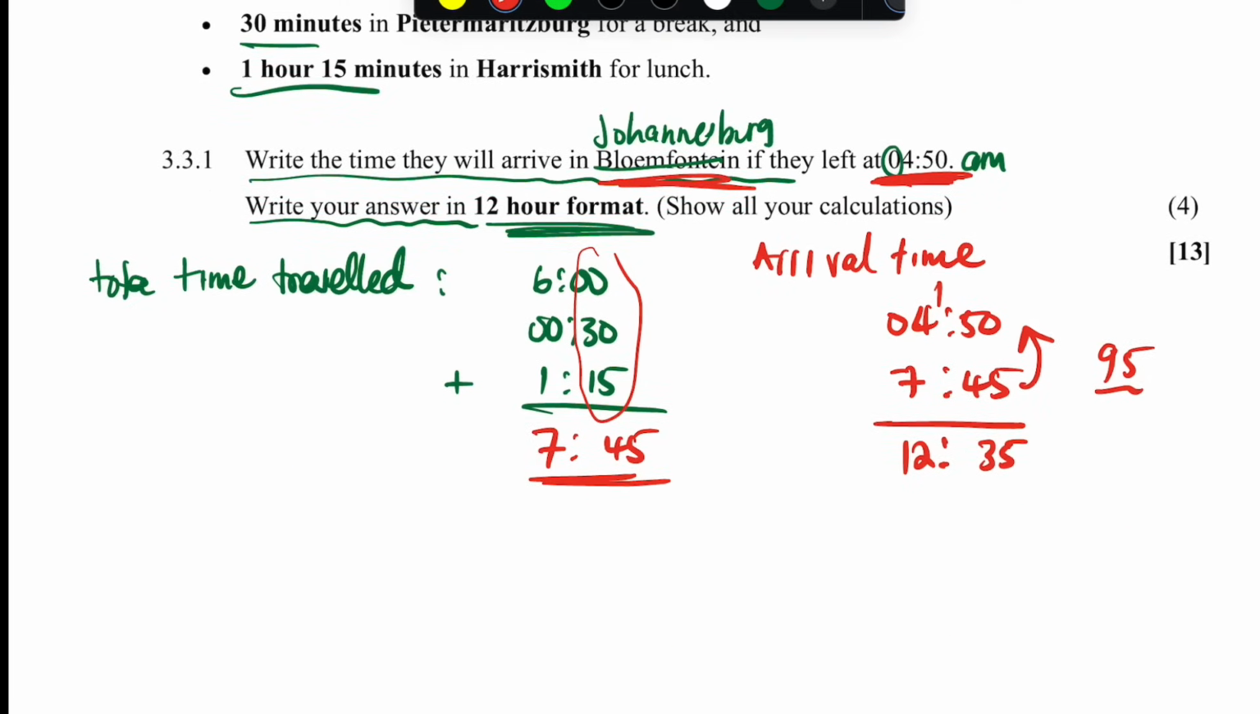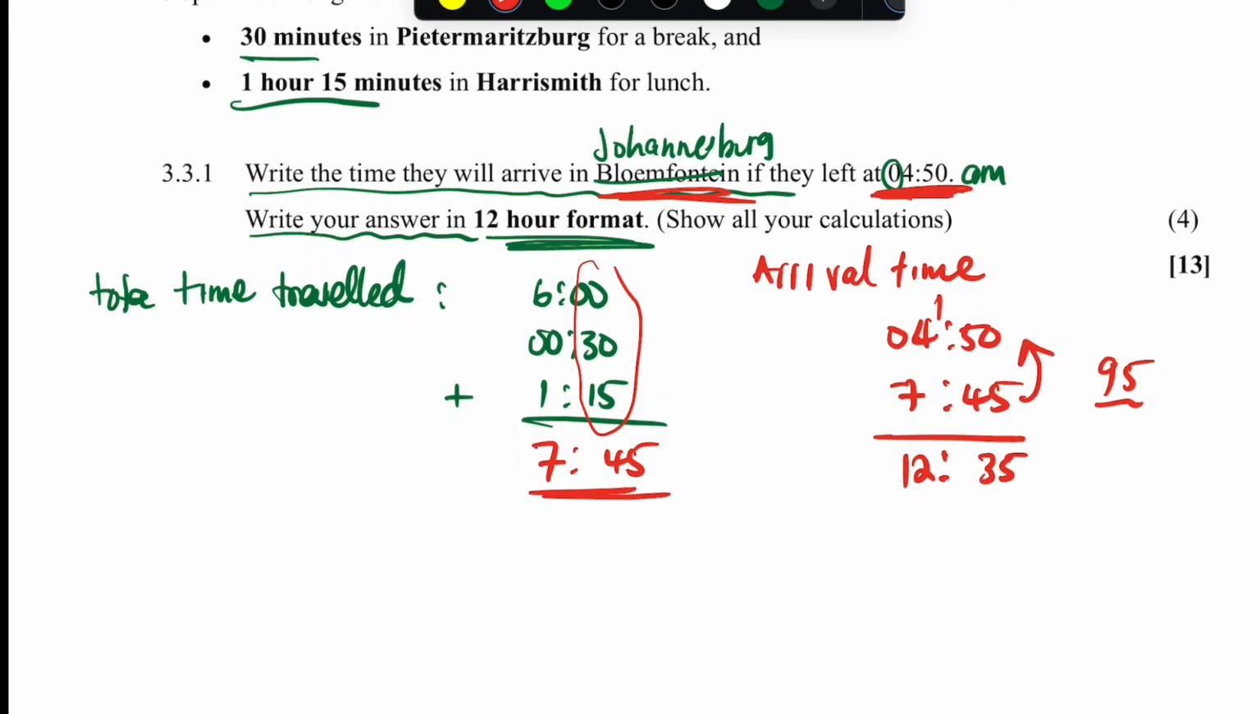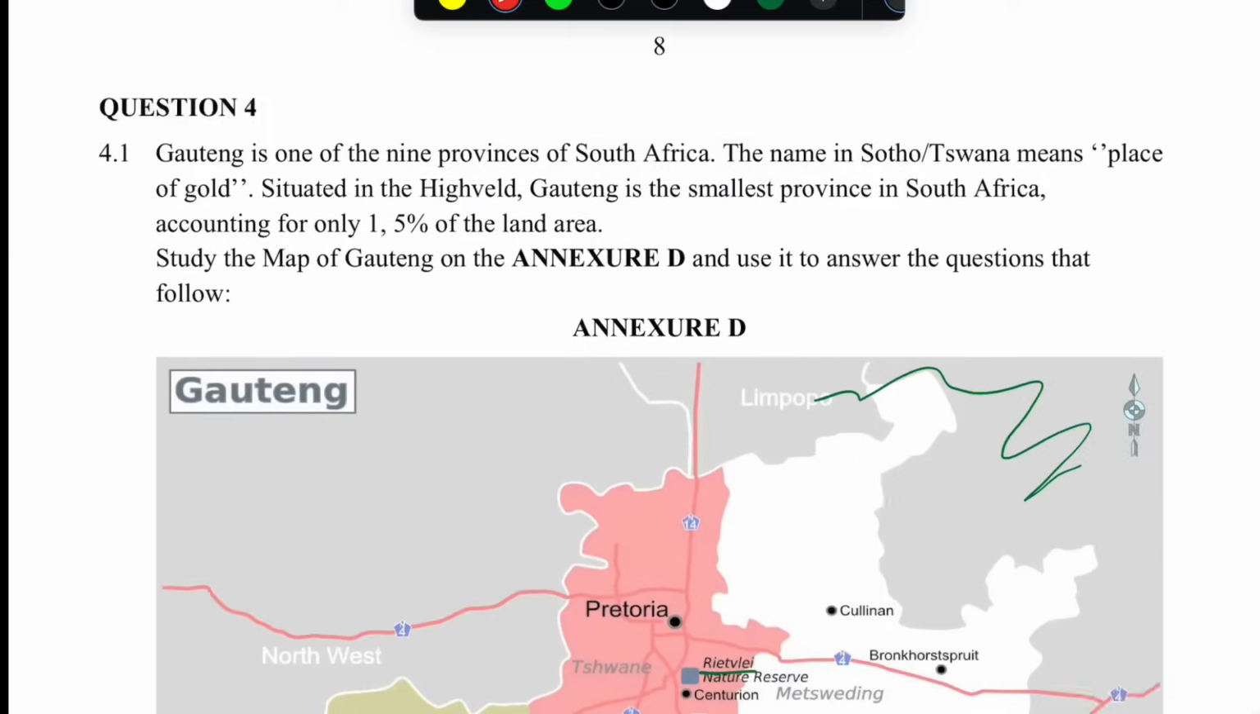So they're going to arrive in the afternoon. So the arrival time is going to be 12:35 p.m., which is in the afternoon. But the answer, they said write it in 12-hour format. This is in a 12-hour format already. It's 12:35 p.m. I hope I make sense by that.